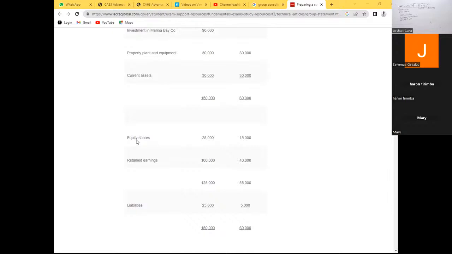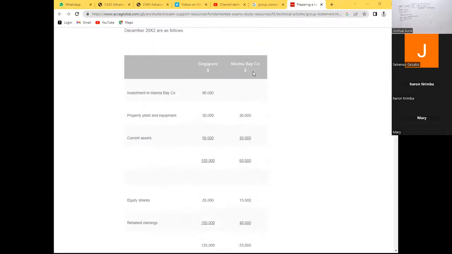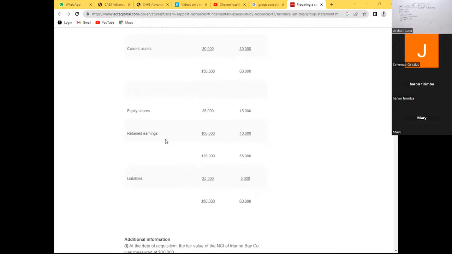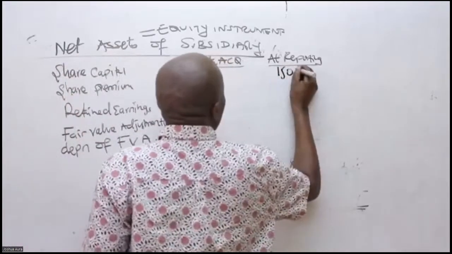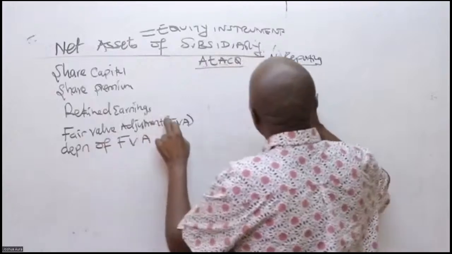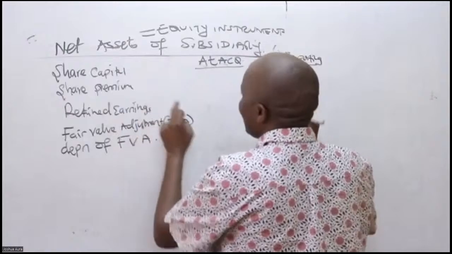So like now I can see the equity shares. They are worth 15,000. We don't have share premium, but we have retained earnings, 40,000. And remember these 15,000 and the 40,000 that I'm reading here, these are at reporting. So I'm writing here, share capital at reporting 15,000, retained earnings at reporting 40,000. We don't have share premium, dash there.